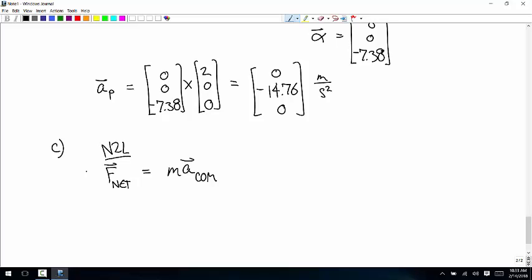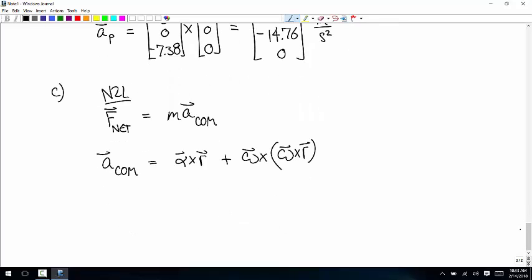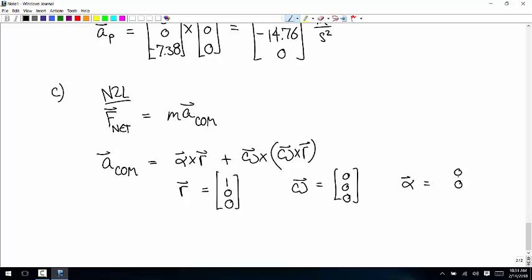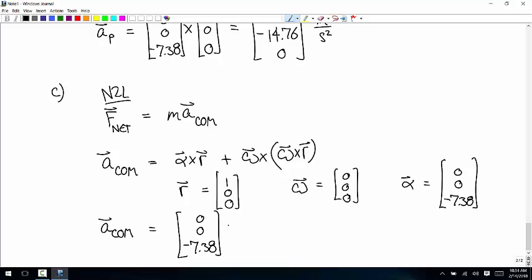Yes, that's right. So use the watermelon equation again. So the acceleration of the center of mass is equal to alpha cross R plus omega cross quantity omega cross R. The R vector this time, instead of 200, is 100. Omega is still equal to 0. And alpha is still equal to 0, negative 7.38. So the acceleration of the center of mass is equal to 0, negative 7.38, crossed with 100.